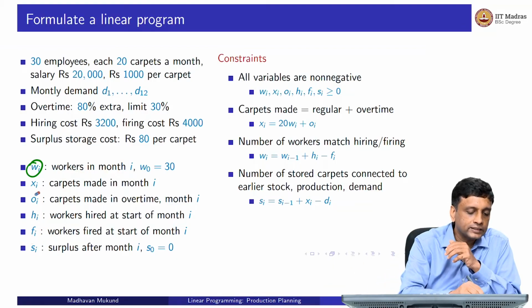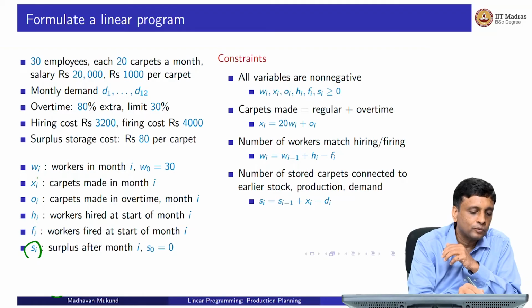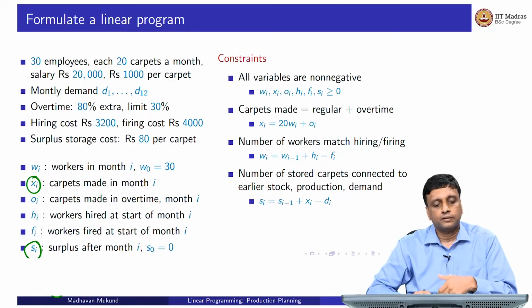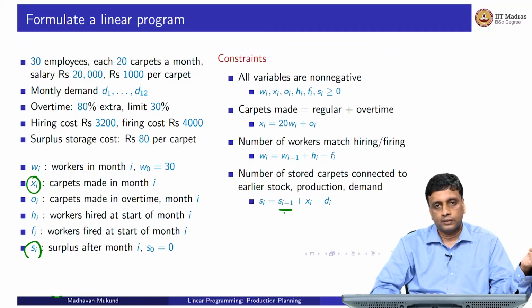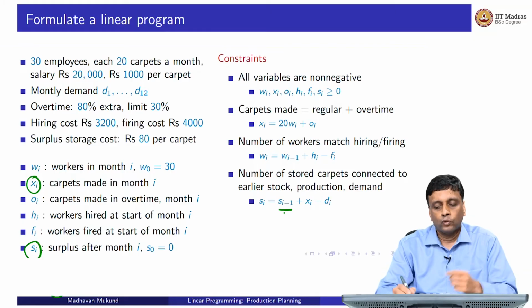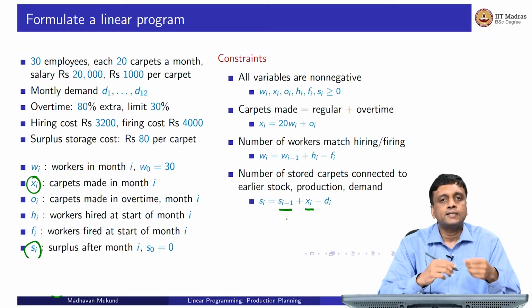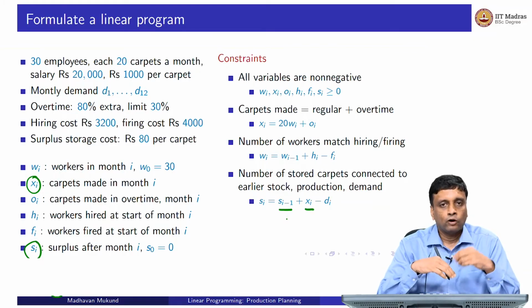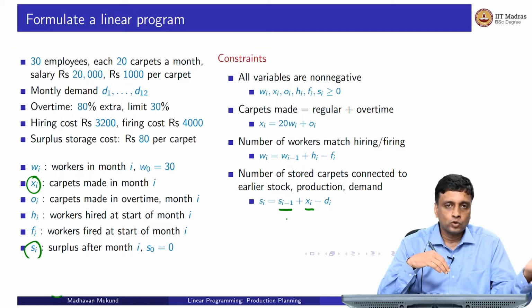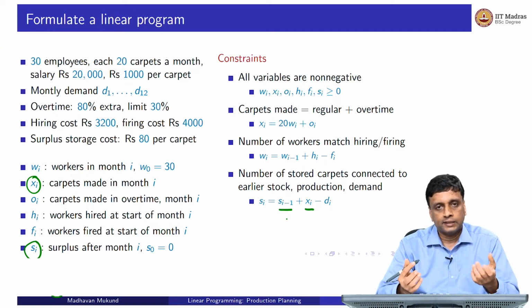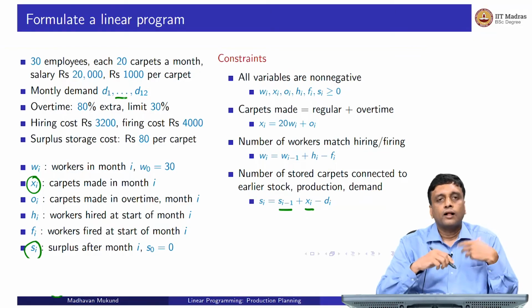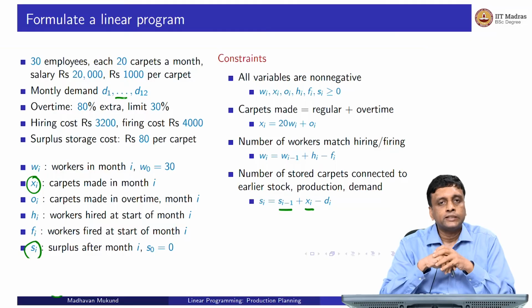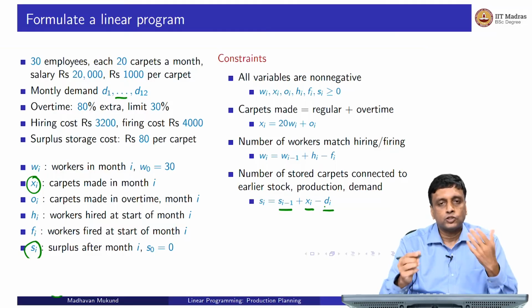Similarly, there is a connection between how much I have surplus and how much I have produced in the last month, right. So if I look at what I had surplus before I started this month, that's how much I had at the end of the last month, and I look at how much I make now. So XI is how much I made in this month. So I already had SI minus 1 carpets in storage. I made an additional XI this month, but I also know that I got rid of DI carpets because that was a demand this month. So I removed this from my stock, right.